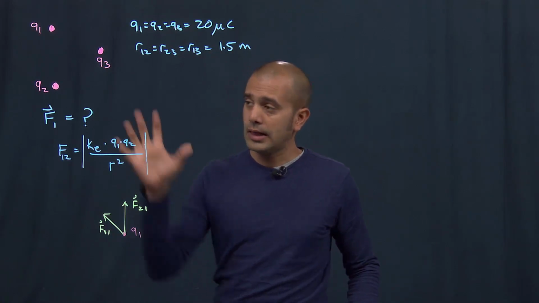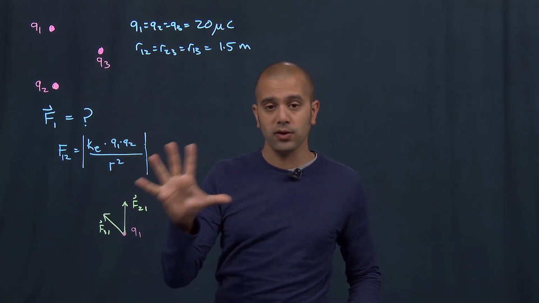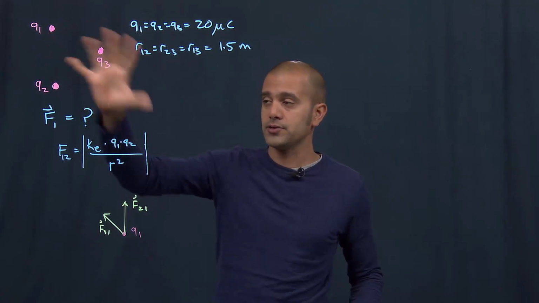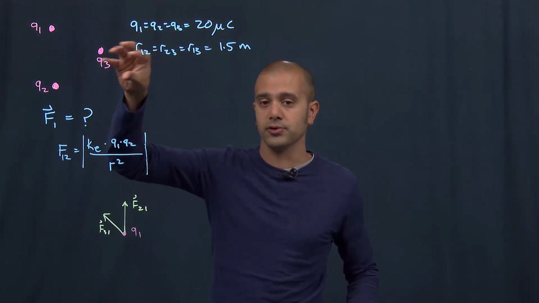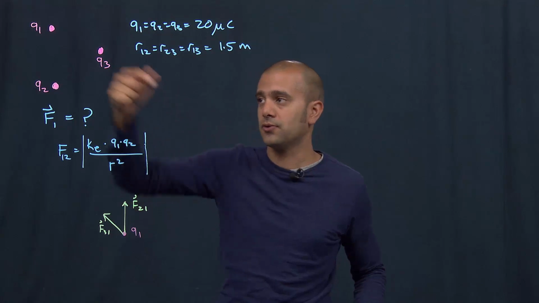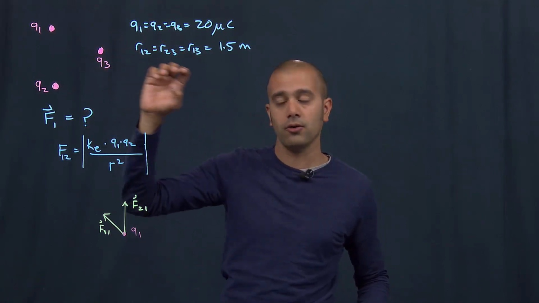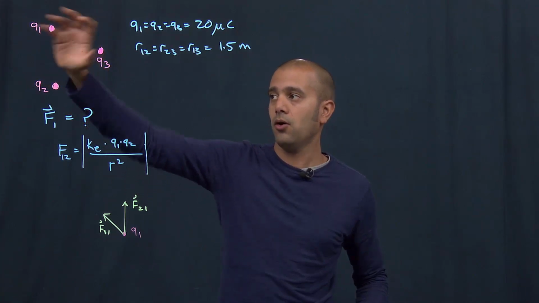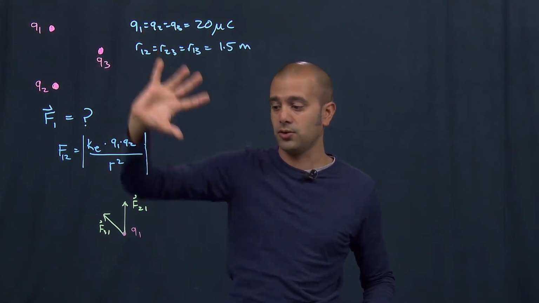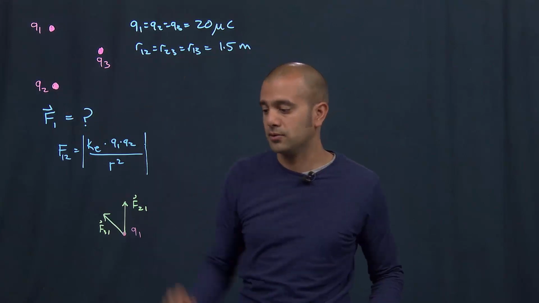Now, let me just make clear that these are not the only forces upon this diagram. There are other forces here. For example, Q3 feels forces due to Q1 and Q2. And these forces point down and point that way. But we're not asked to find the force upon Q3, nor are we asked to find the force upon Q2, only upon Q1. So only draw those forces and only add those up individually. Don't worry about the other forces.